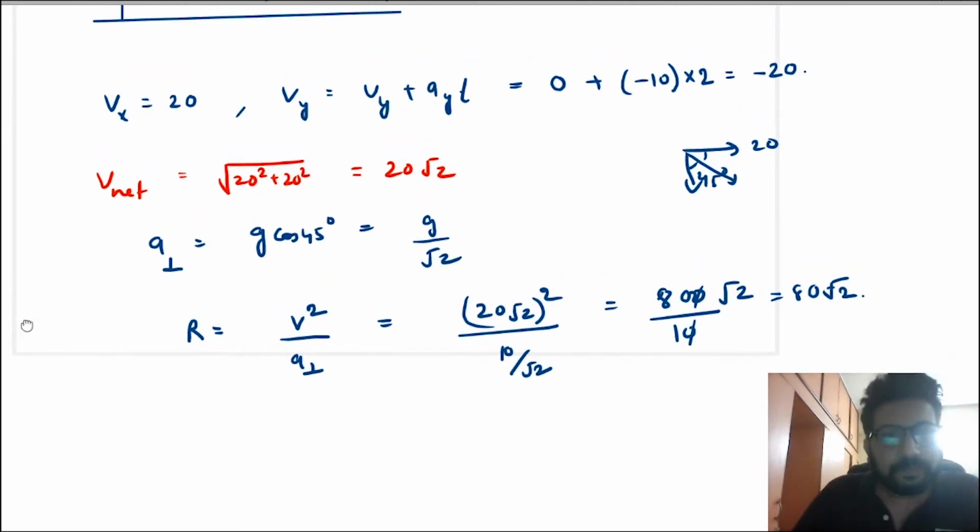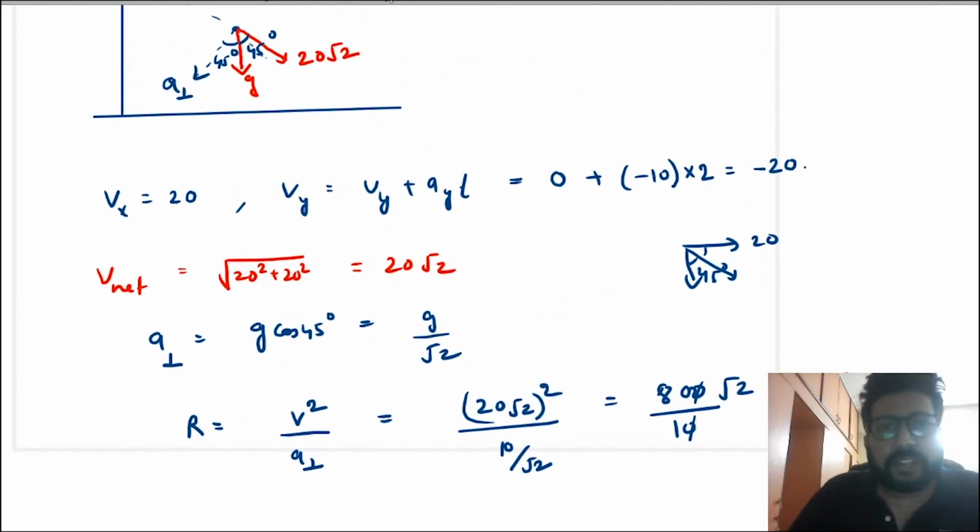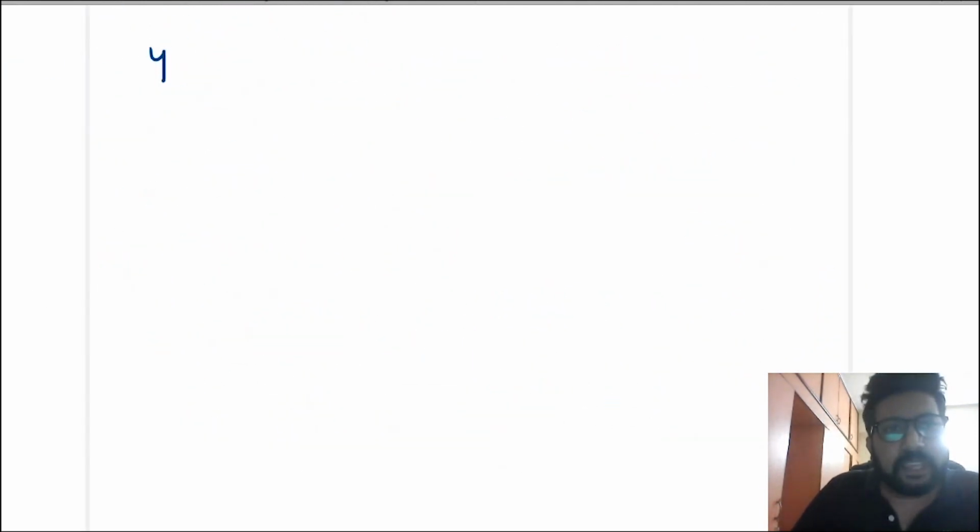Okay. Now let us take one function. Suppose y is equal to ax square.